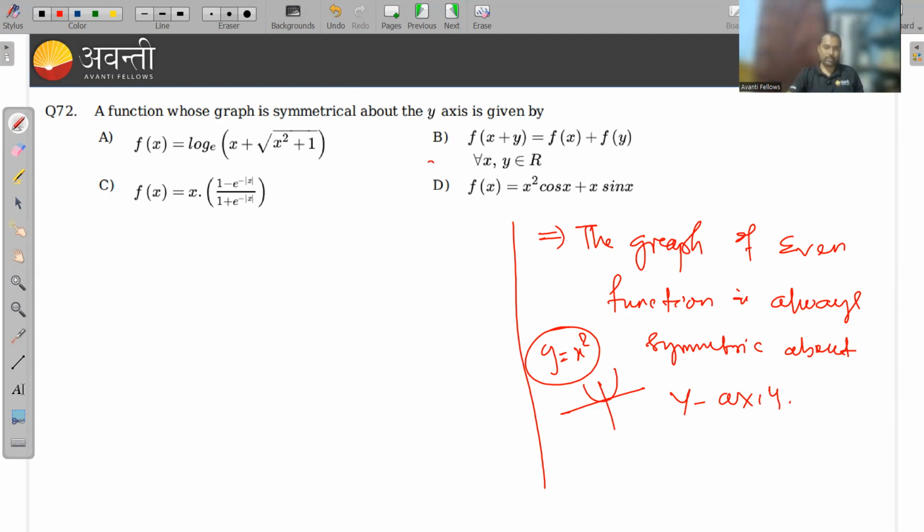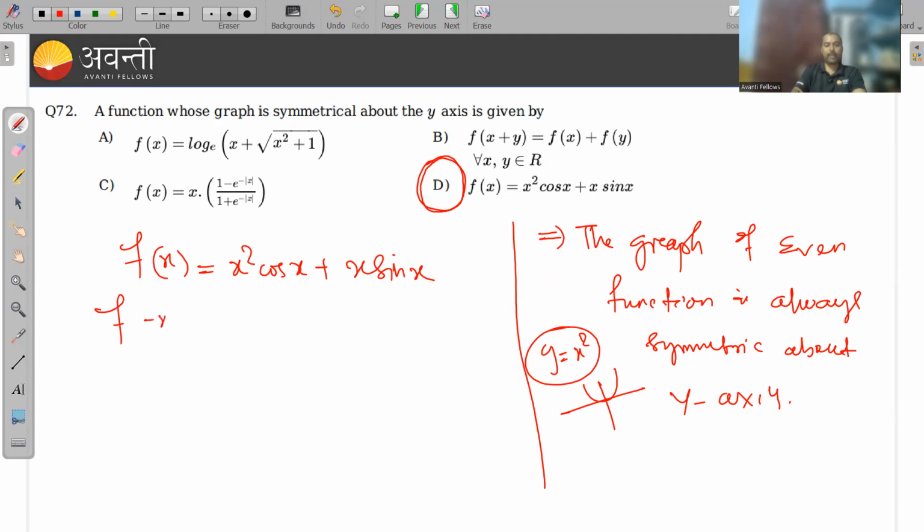So you can see option D. It is visible that this is an even function. How? Look, f of x is equal to x square cos of x plus x into sine of x.